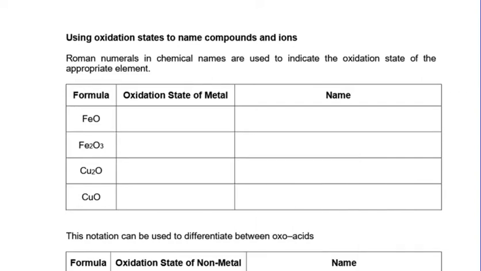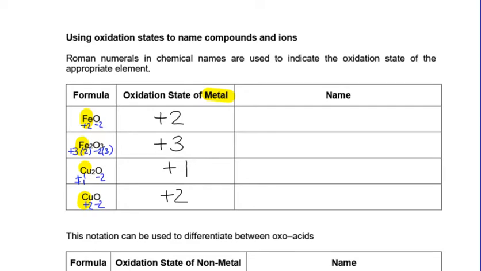Now remembering that the metal, we've got Fe here, copper here. So what's the oxidation state? Just pause the video and work out the oxidation state. So if you've done this correctly, you should have got +2, +3, +1 and +2. So how does that bear into the name?